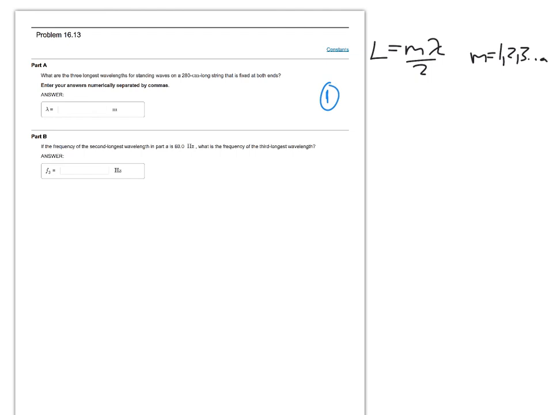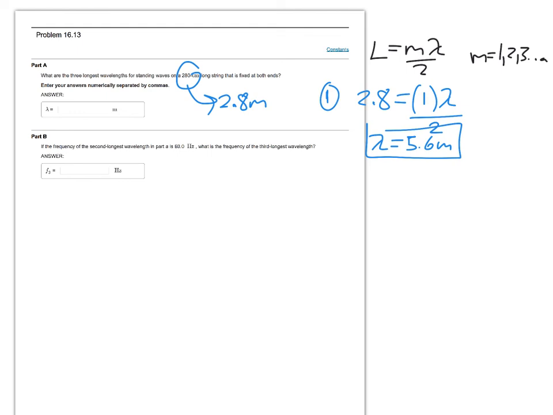We'll start with m equals 1. In that case our length is 280 centimeters, which is really 2.8 meters, so I can say 2.8 equals m, which in this case is 1, times lambda over 2. So I get that my wavelength is 5.6 meters. That's my first wavelength. For my next one, I have the same basic setup. My m is just going to be 2 now, so 2.8 equals 2 times lambda over 2, and my wavelength is just 2.8 meters, equal to the length of the string.